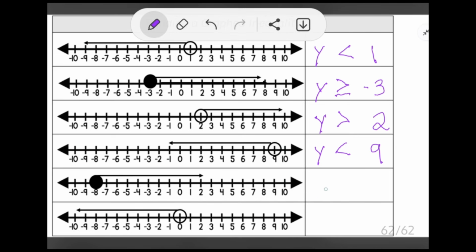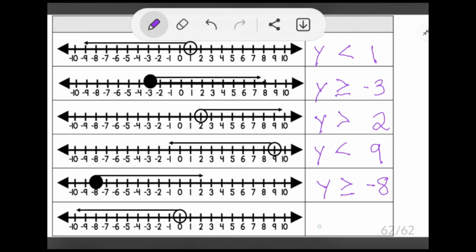Let's look at the next one. Write your variable first. Then write the integer, leaving some space, -8. Our arrow is going to the right, meaning greater than. Our circle is closed, meaning that -8 is a possible solution. So y is greater than or equal to -8. So the inequality that matches this graph is y is greater than or equal to -8.